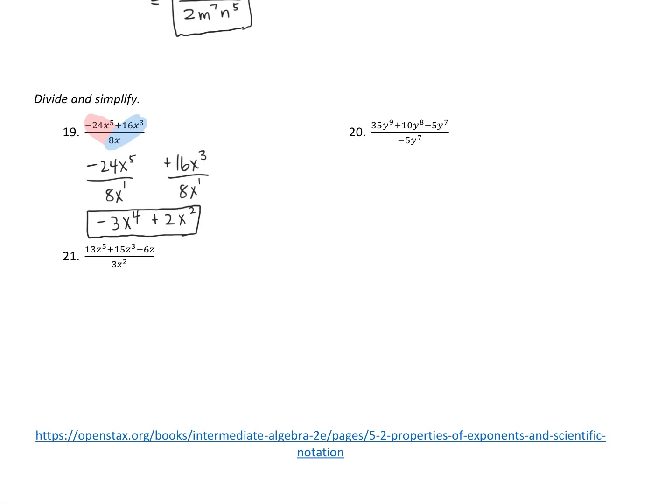This one is nice in that both of the numerator's terms divide evenly by that denominator. So I don't have a fraction left. That may not always happen.